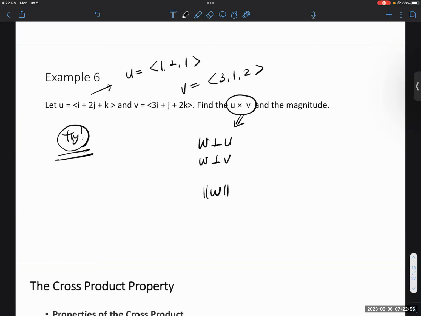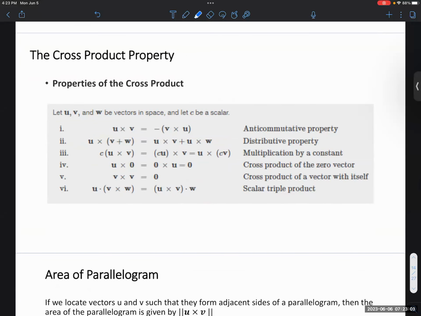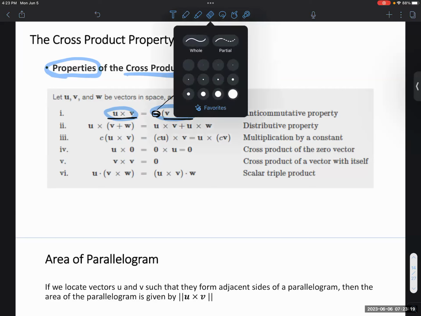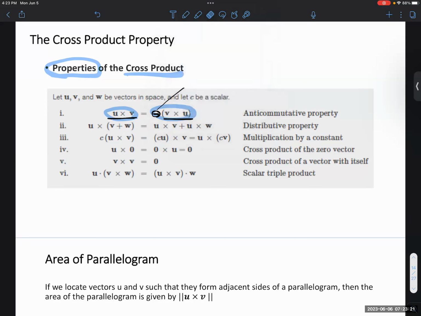All right, now I'm going to show you all the properties of the cross product. Whenever I introduce a new concept, there are following properties, so please check them. What are the properties of the cross product? The first one is very, very important. If you multiply u and v, and then you change the order, you multiply by negative, because they're going in different directions. So remember, this is the opposite direction.